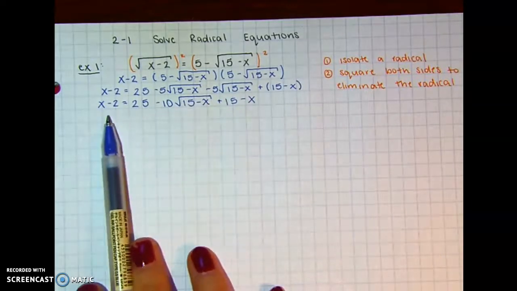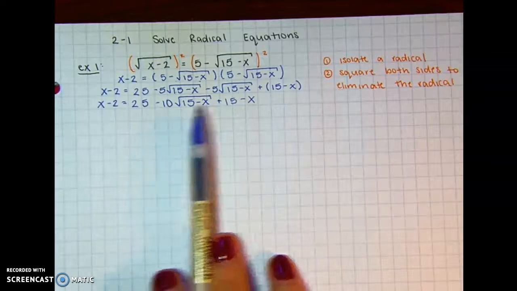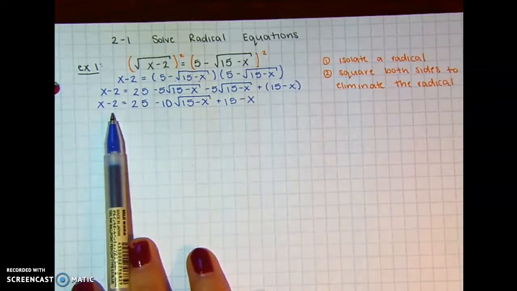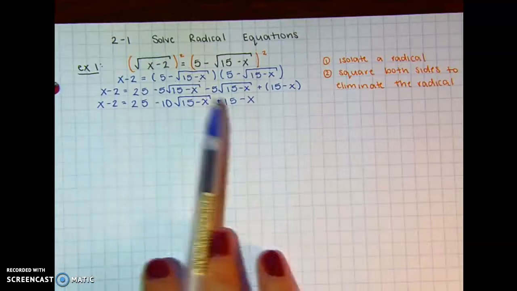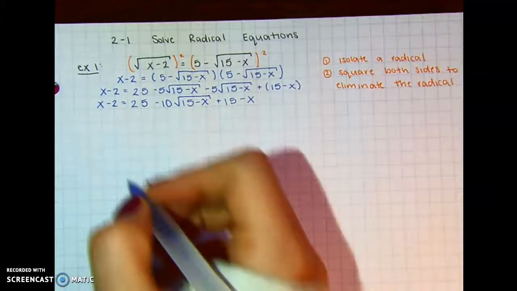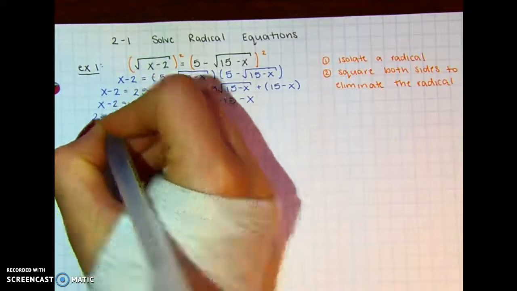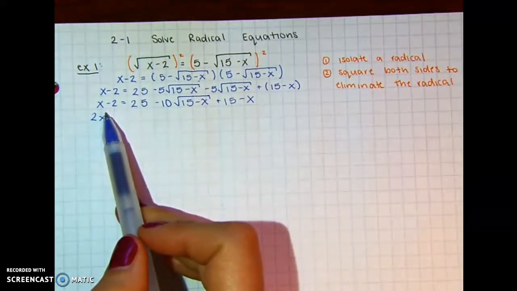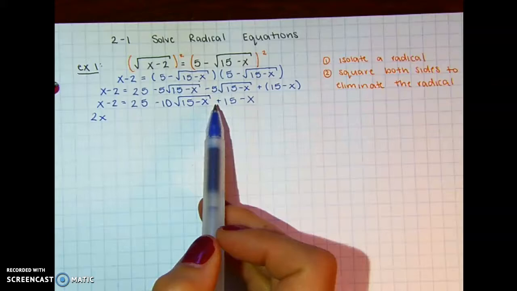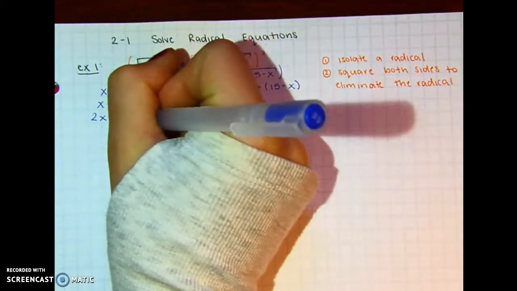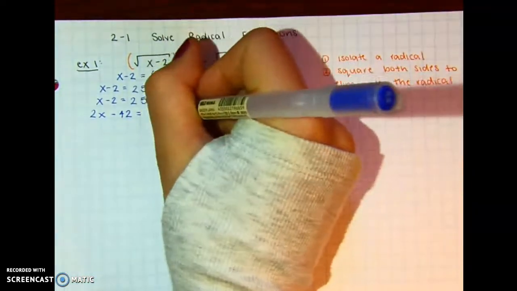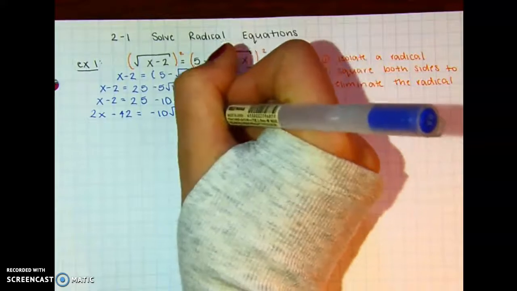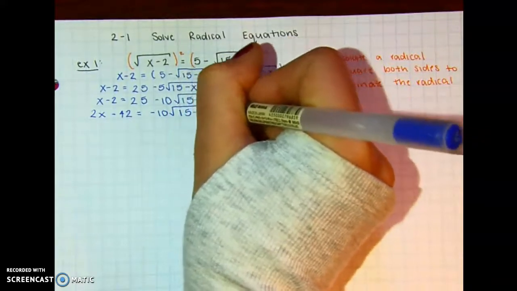So I need to move over my 25 and my 15, and my x. So on the left side, we're going to do x plus x, right? I'm going to add x, so we get 2x. Then we have negative 2 minus 25 minus 15, so that's negative 42. And then I've got my minus 10 times the square root of 15 minus x.